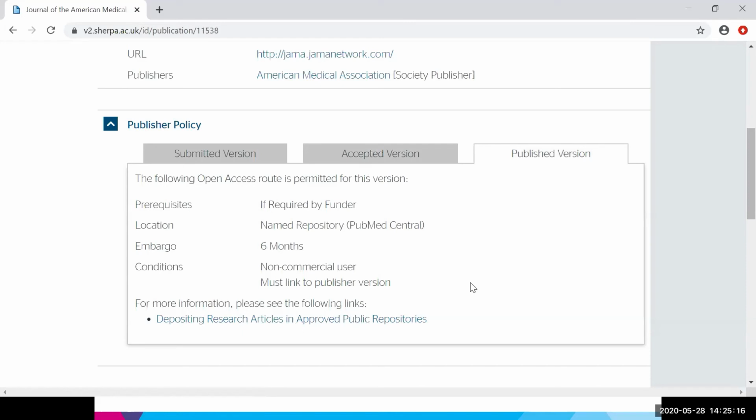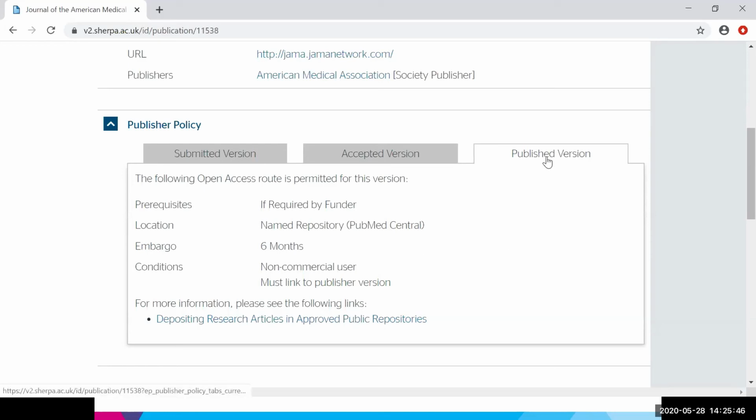And JAMA is actually pretty lenient in their policies in that it's the exact same as the accepted version. So they're okay. Once again, as long as you get a grant from something like the NIH, if it's required by the grant maker or the funder's policy to put it on an open access repository, then it's going on the open access repository after a period of 6 months.